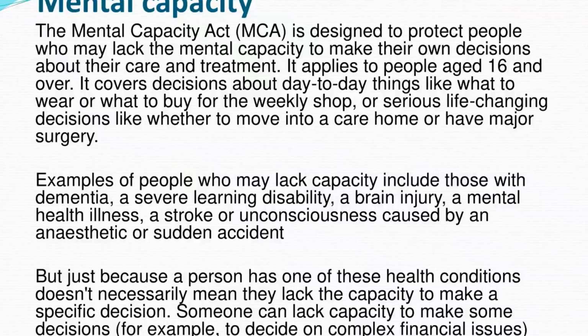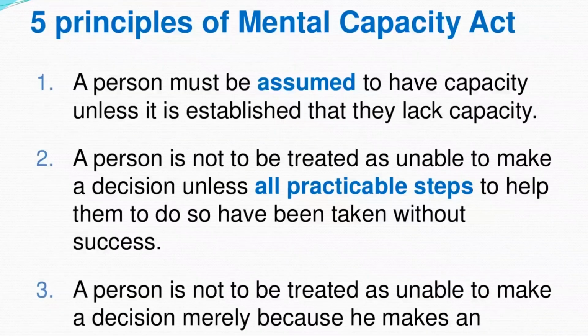What if a person doesn't have the mental capacity to engage in the safeguarding process? For example, someone who has a severe learning disability, a brain injury, or a mental illness. The Mental Capacity Act is designed to protect people who may lack the mental capacity to make their own decisions about their care and treatment. There are 5 principles of the Mental Capacity Act.